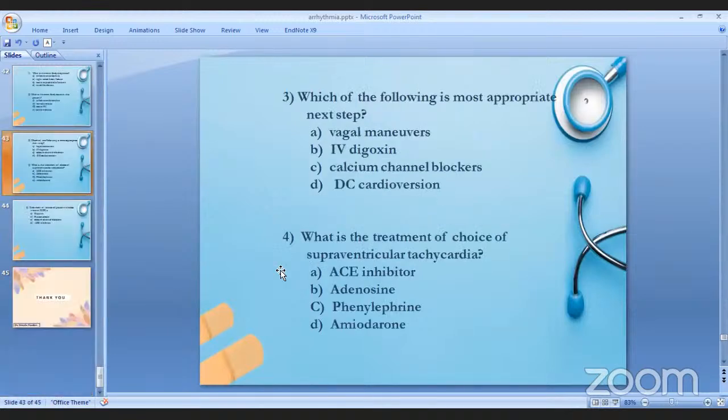Or you could say, which of the following is the most appropriate step? Vagal maneuvers, IV digoxin, calcium channel blockers, or DC cardioversion. As I said earlier, the first thing we have got to do whenever a patient of atrial fibrillation comes to us is make sure that the person is hemodynamically stable. Hemodynamically unstable patients, we go directly to DC cardioversion.